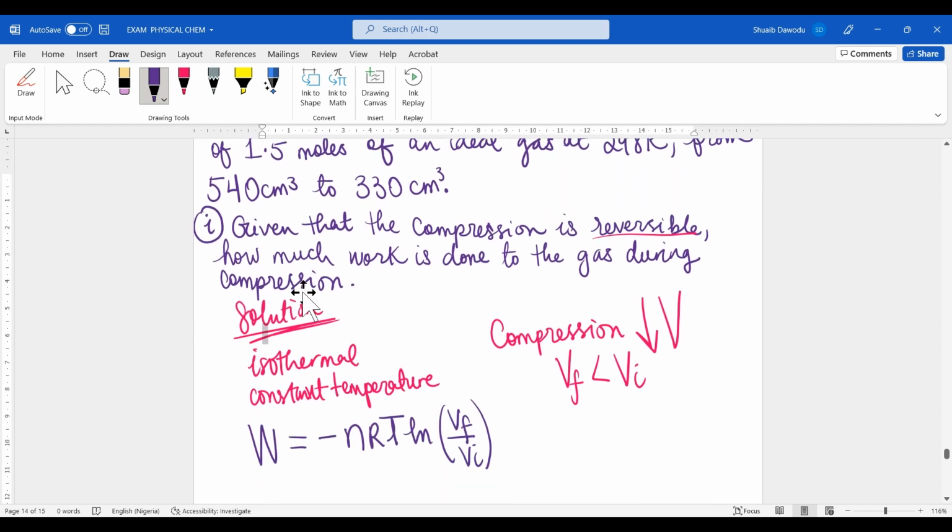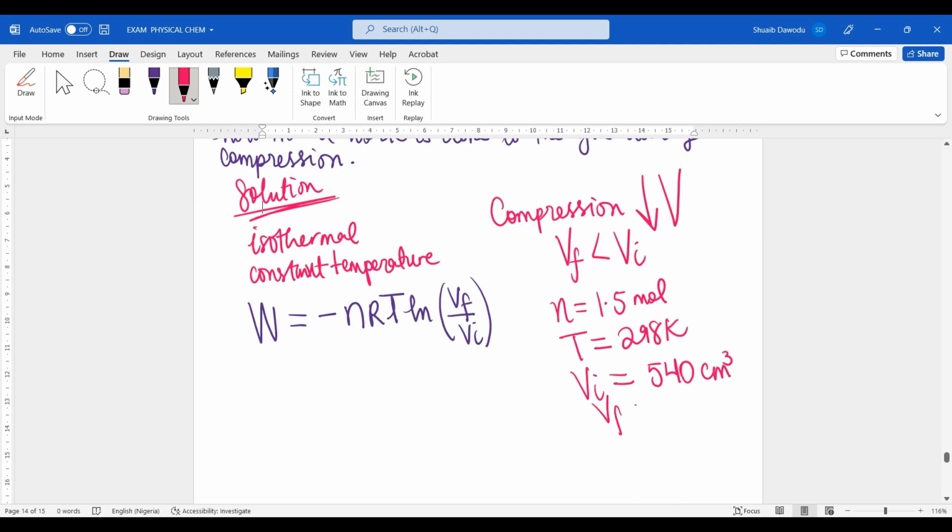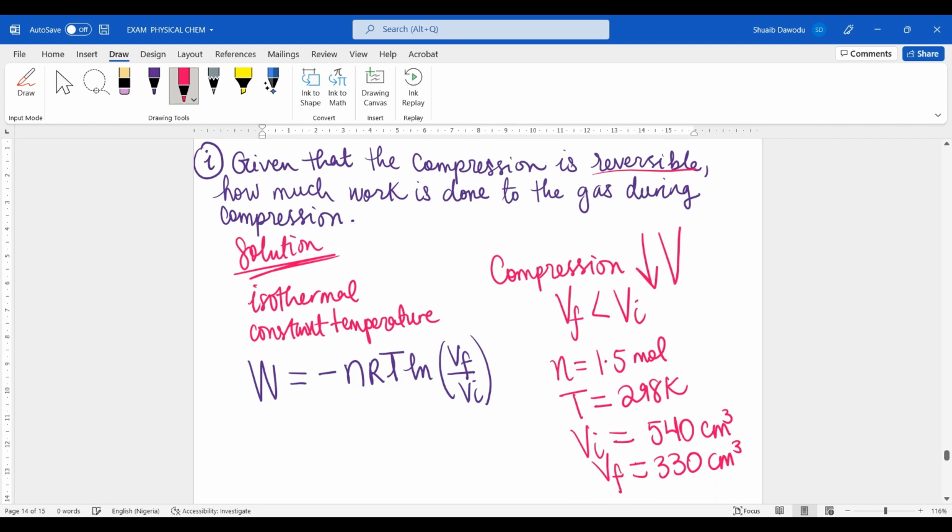So the parameters that we're given is just simply the number of moles. Number of moles is just 1.5 moles. We've been given the temperature, 298 Kelvin. And of course, we've been given the initial volume. This is such a straightforward question. By the way, I have other questions like this on my channel. So initial volume 540 centimeter cube, and then final volume is 330 centimeter cube. So we are now told to determine the work done.